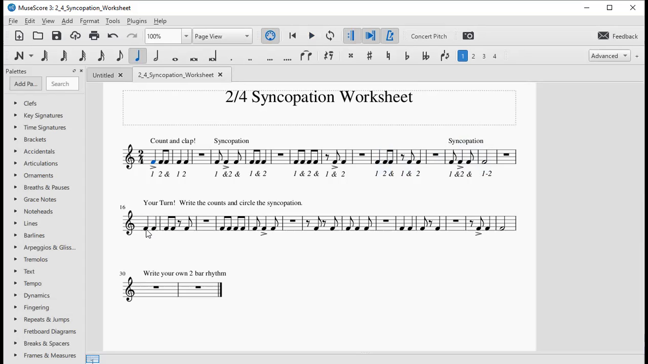Second line, I'm not going to count or clap. I'm going to let the computer play it so that you can hear the rhythms, because of course this is the one that you get to write in all the stuff for, so I don't want to give the answer away. I just want to show you what it sounds like. Here we go.